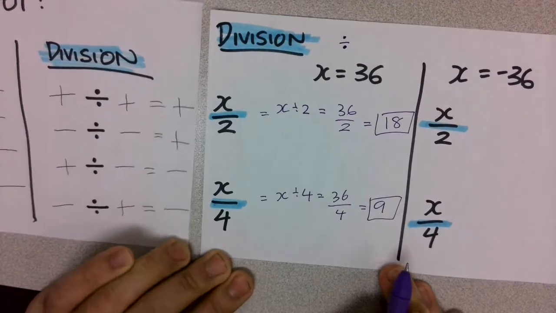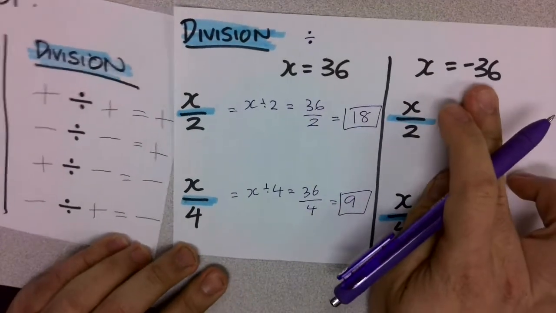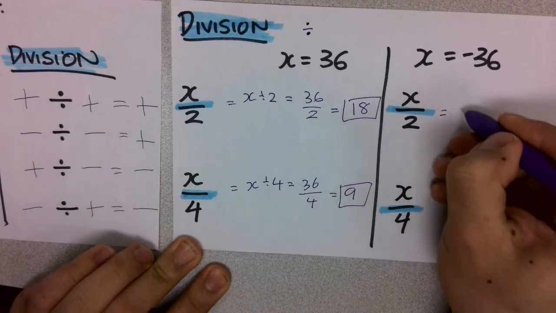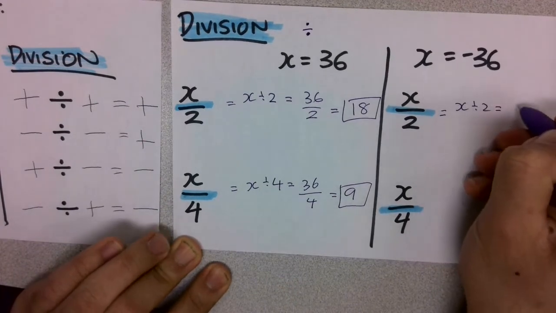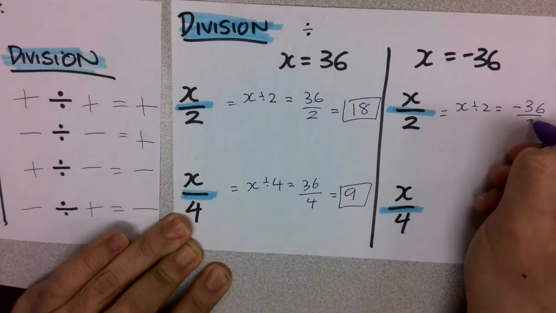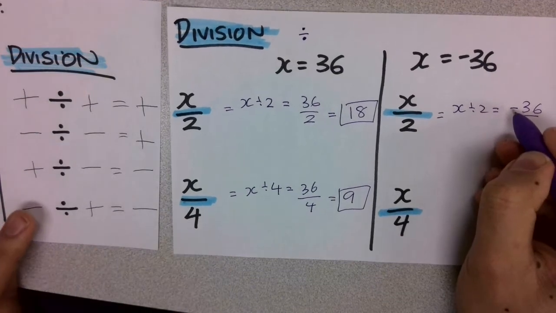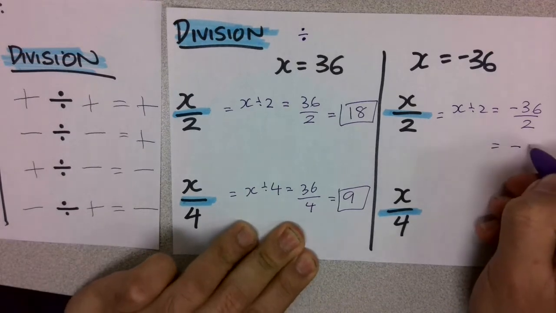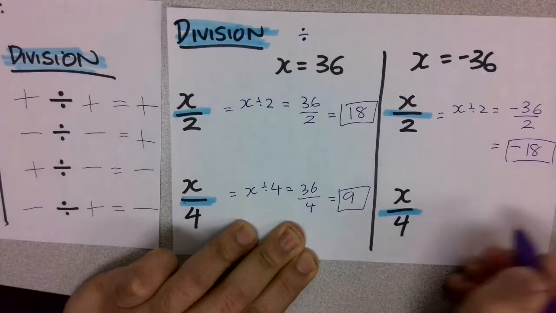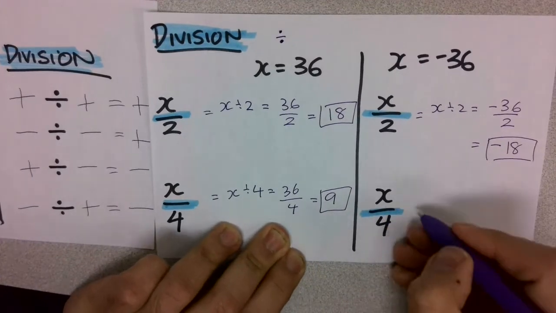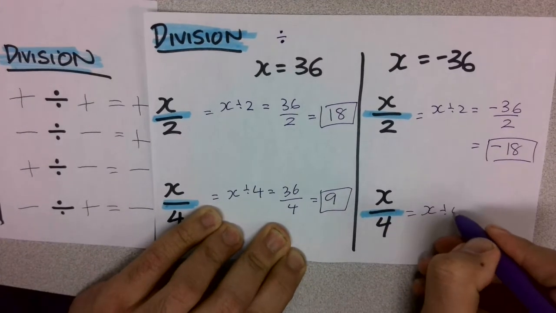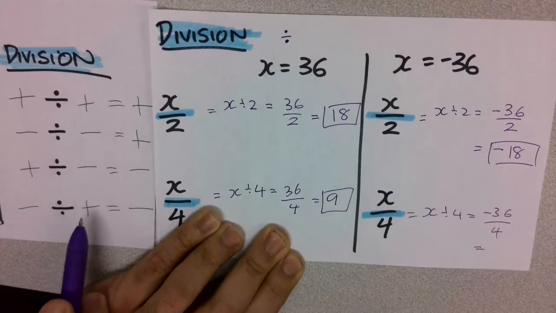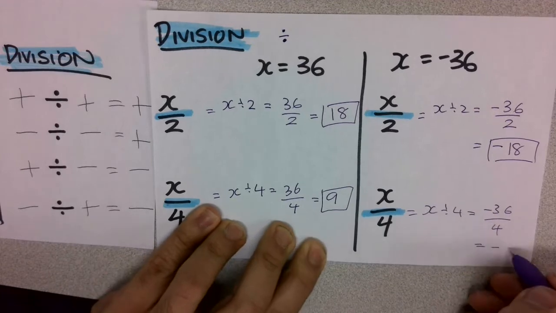Pretty straightforward. Now this one, there's a negative, so we need to be mindful of our integer rules for division. X over 2 is x divided by 2. That would be negative 36 divided by 2. A negative divided by a positive is a negative, so we know that my answer is going to be a negative for sure, and we get negative 18. Same thing for this one here, x over 4. X divided by 4, negative 36 divided by 4, a negative divided by a positive is a negative, and we get a negative 9.